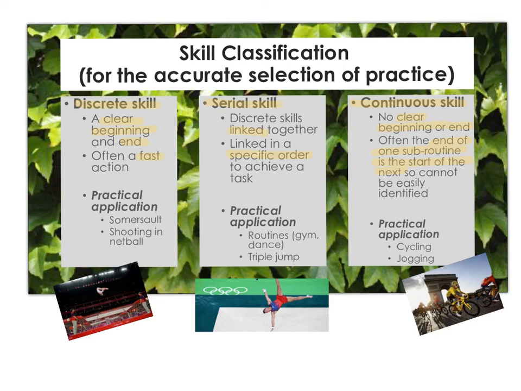So we've got discrete at one end, we have got continuous at the other end, and in between we've got these linked discrete skills to make the serial skills. For the last time, please could you stop the video? Could you write down 2 discrete skills from your sport, a serial skill from your sport if you have one, and a continuous skill from your sport, please?